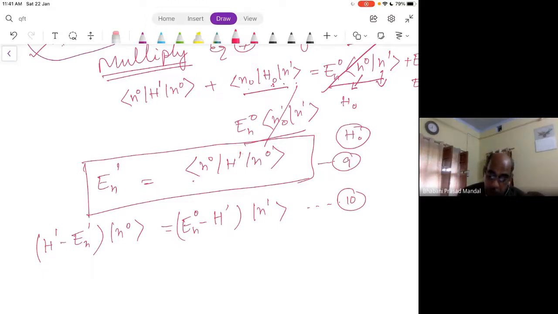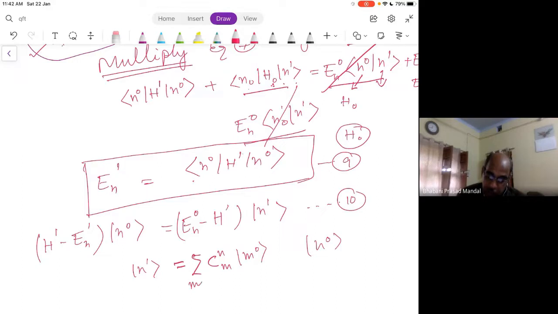Okay, now I will be using one important concept which I was discussing in the last 3-4 lectures: whenever you have a state which is not an eigenstate, it can be written in terms of a superposition of the orthonormal basis. See, the n0 form an orthonormal basis. So this state can be written as c_nm times m0.